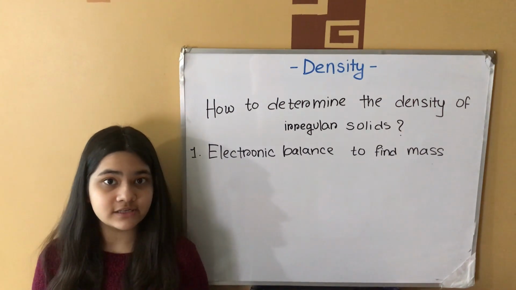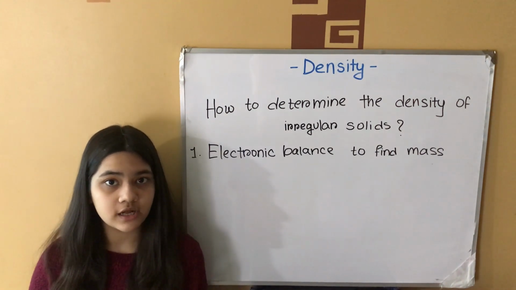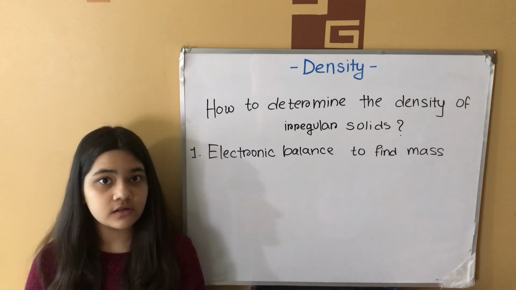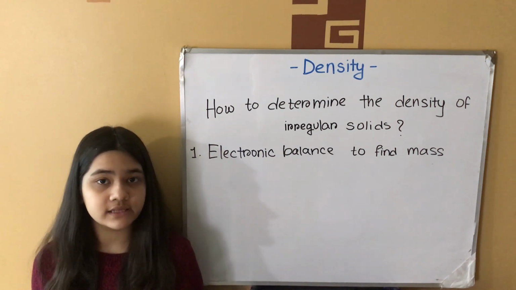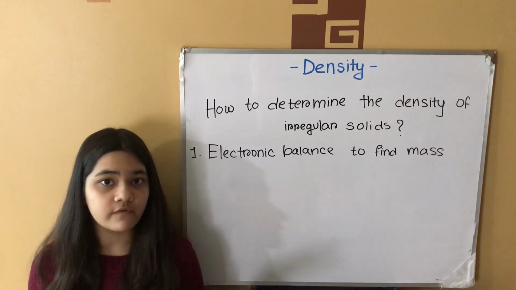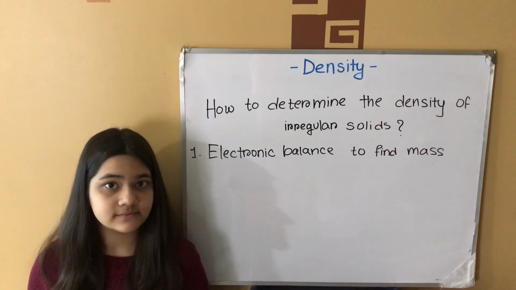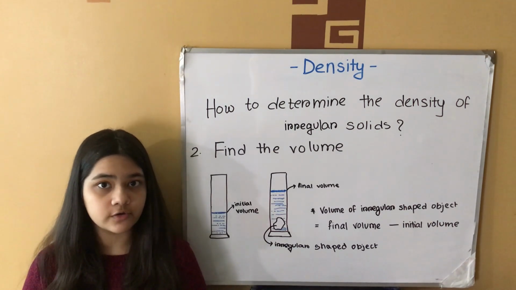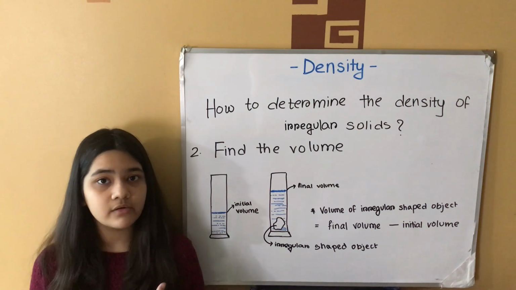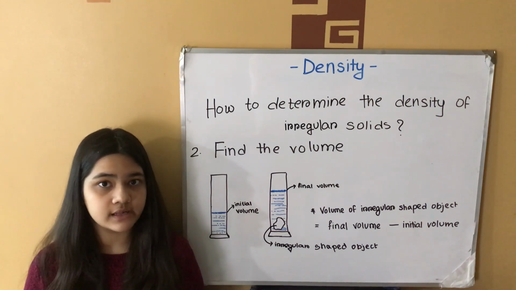Now let's learn to determine the density of irregular solids. So first of all, we will use an electronic balance to find the mass of the irregular shaped object. Secondly, we have to find the volume. However, this time there is no specific formula to find the volume.